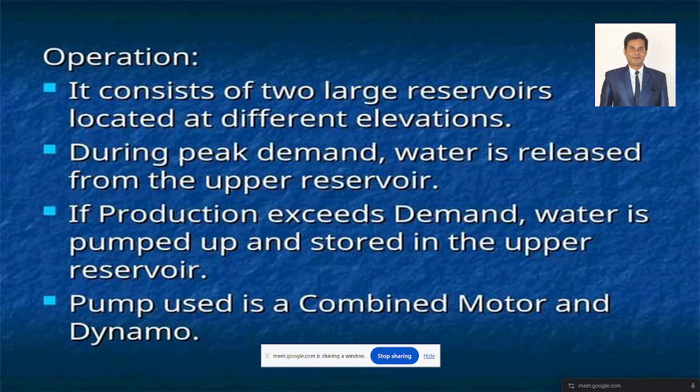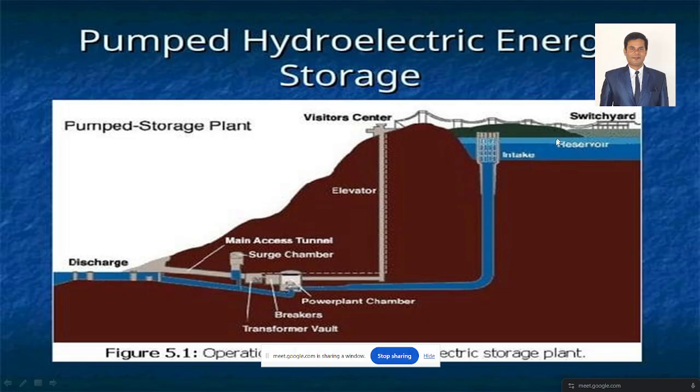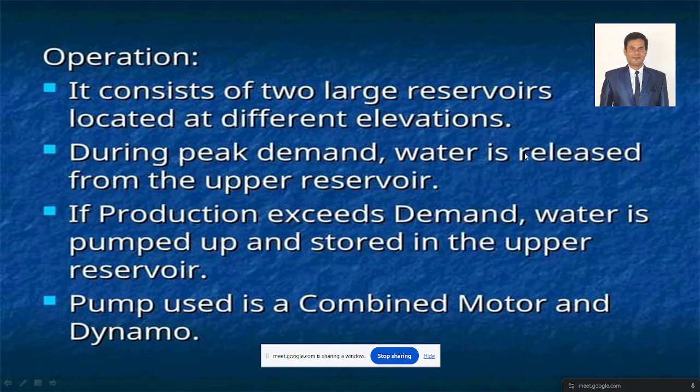So during peak demand, the water is released from the upper reservoir. When production exceeds the demand, the water is pumped and stored in the upper reservoir. If the demand is very high, the production will also exceed, and that is when we have to store the energy in the upper reservoir. Here you can see the reservoir and the switch yard where you store your hydro energy, that is, the water, right?